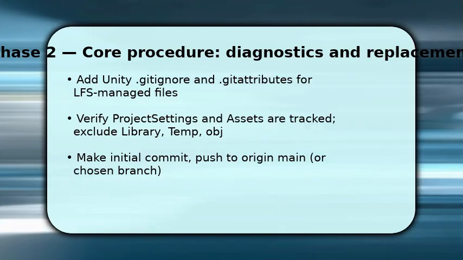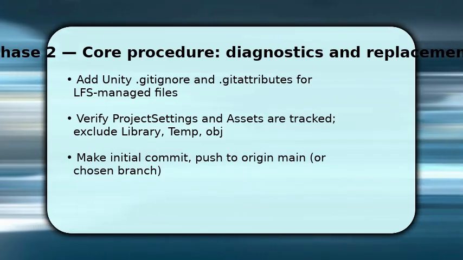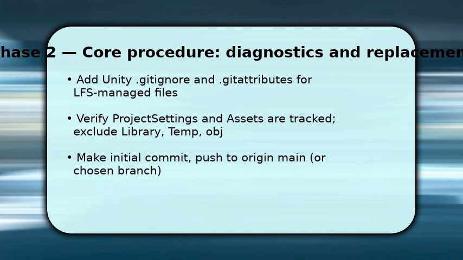Commit with a clear message like initial Unity project commit. Finally, push to origin main or your chosen branch. This ensures collaborators get a clean, reproducible project state without binary bloat.